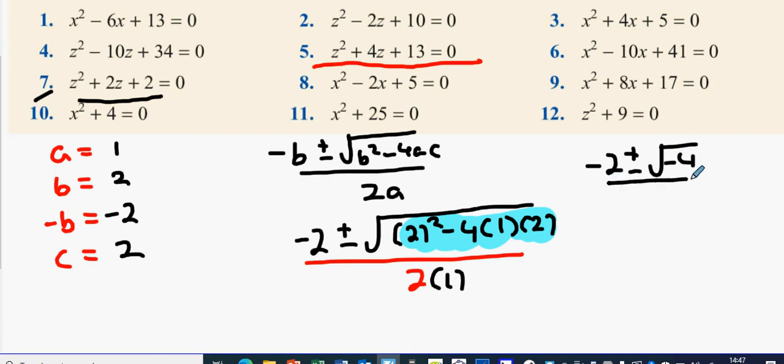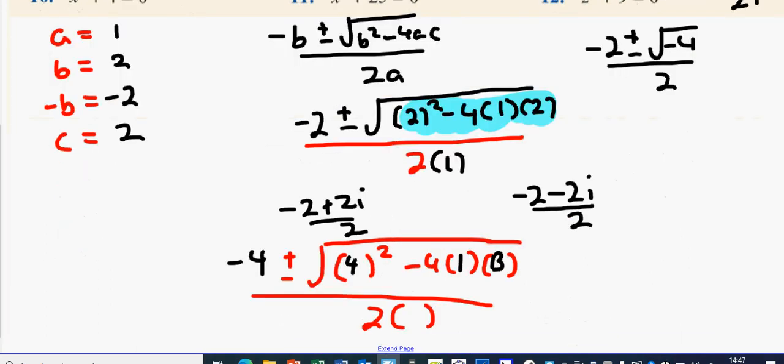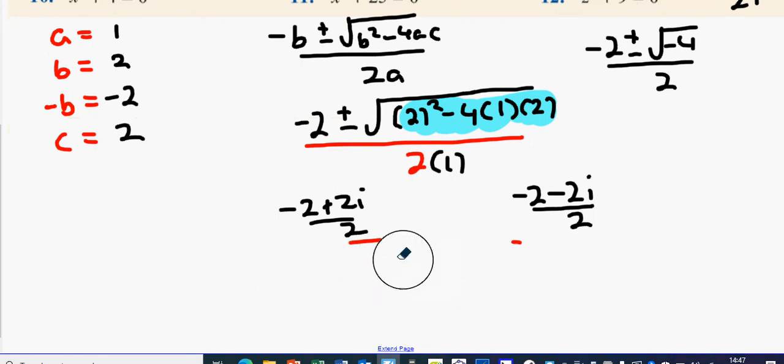What can you exchange the square root of minus 4 for? 2i. So now it's minus 2 plus 2i divided by 2, or minus 2 minus 2i divided by 2. And then how'd you finish that off then? Divided by 2, and what you get, Max? Minus 1 plus i, yeah.